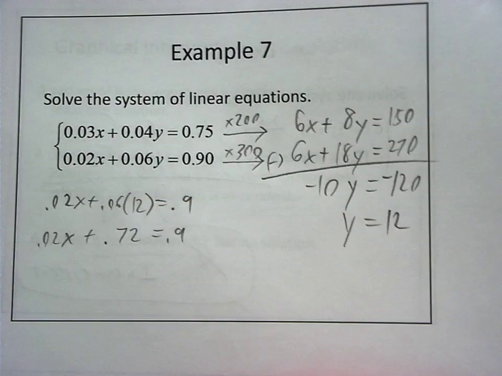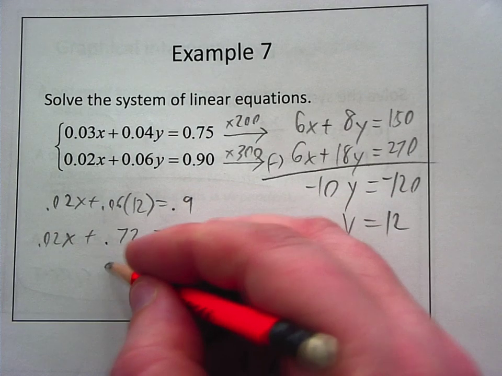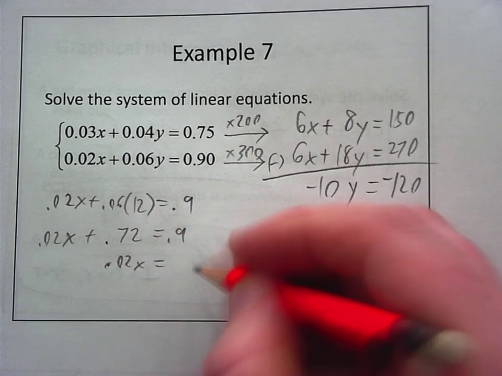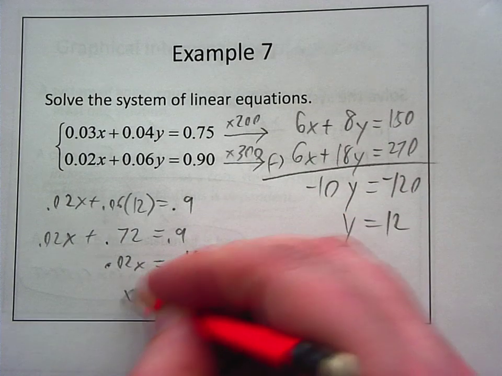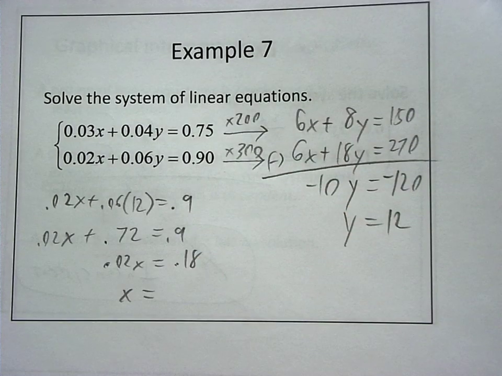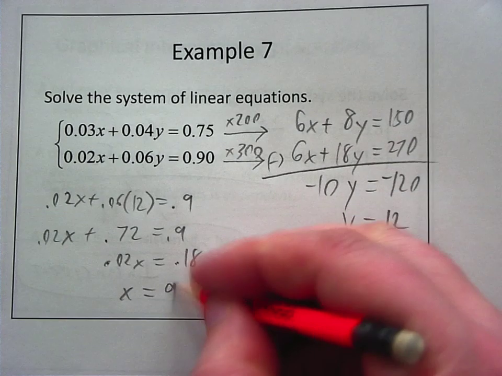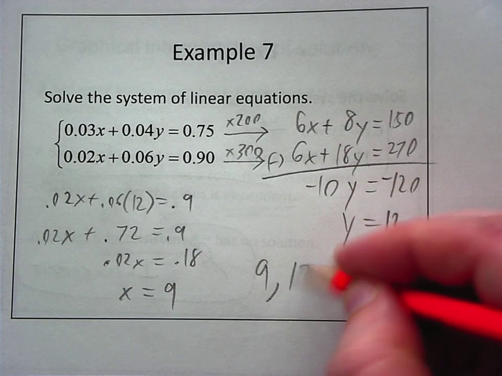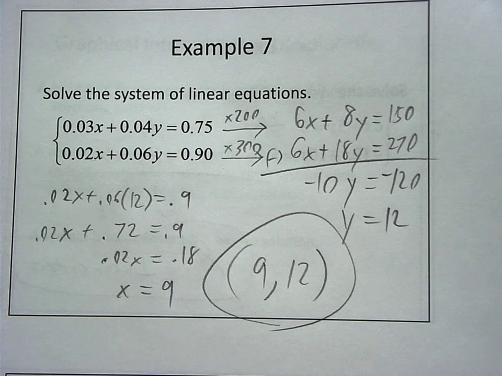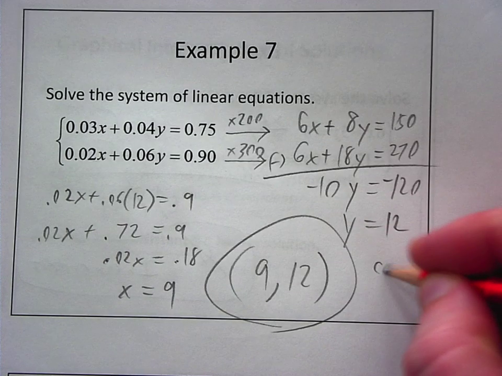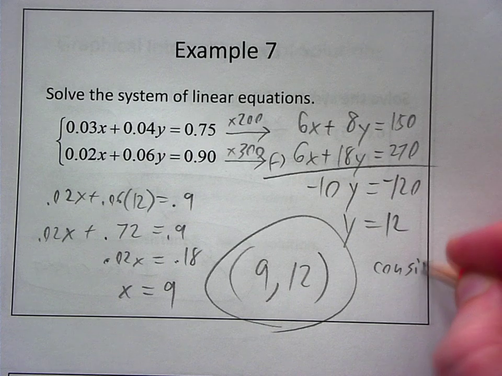Here then, subtract the 0.72, so 0.02x is equal to what? 0.18. And 0.18 divided by 0.02? 9. So you get (9, 12). And how would you describe that system? Yeah, consistent and independent.